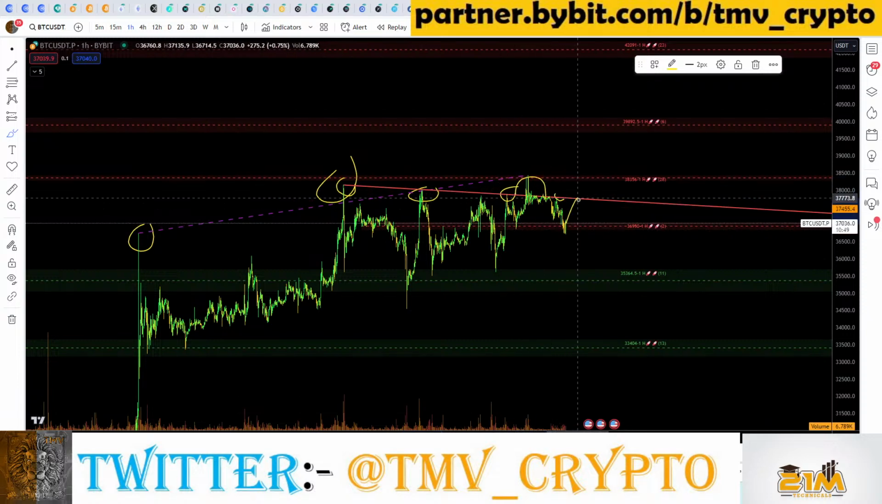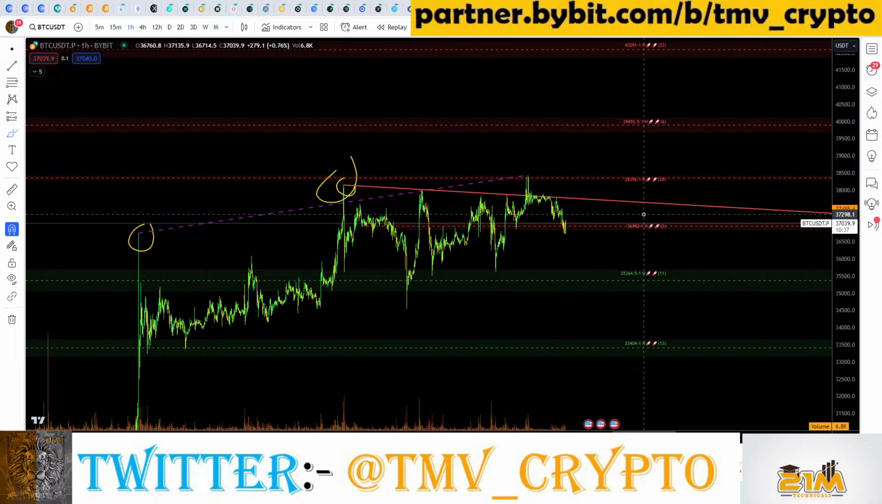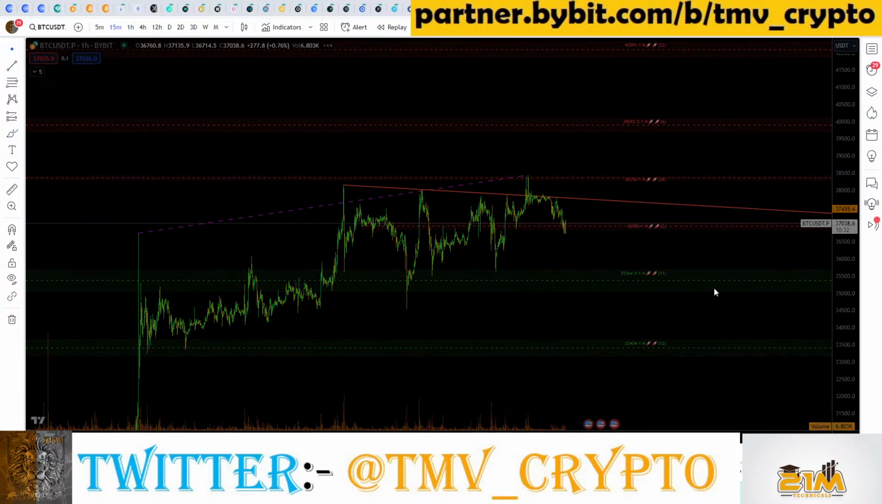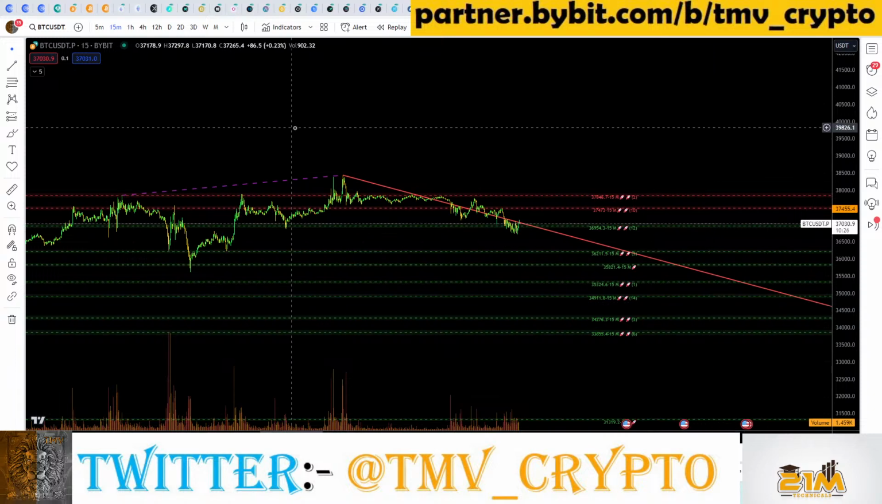So as long as we are under this trend line, we can look for more downside like this. Once this trend line is flipped, we can go for 39,000, maybe even 42,000 as well. That's how a big breakout can literally happen from this trend line. So the trend lines are very crucial, guys. You don't have to have any bias playing with this trend line. If it breaks, take it. If it doesn't, don't take it.